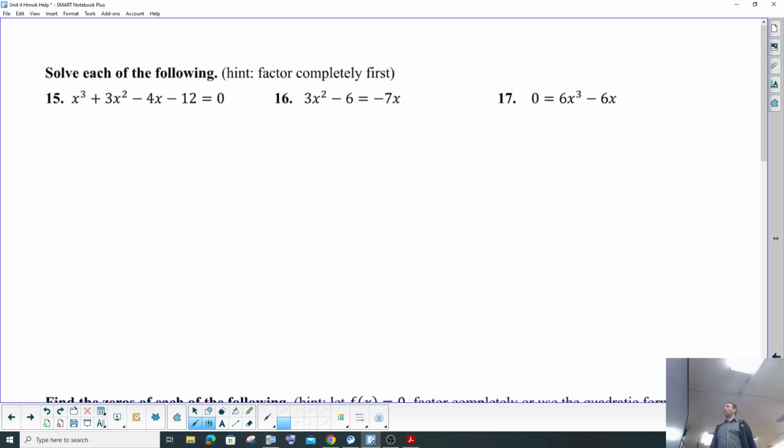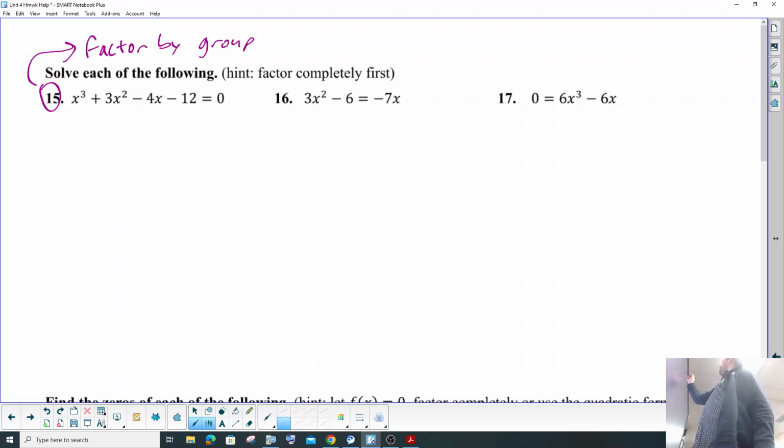All right, so now solve each of the following using factor by grouping. So number 15 is going to be called factor by grouping. Basically you're going to split it down the middle and you're going to pull out the GCF on both sides. There'll be different GCFs, so you're going to pull those out. Okay, so we have x cubed and x squared. So what do they have in common? An x squared. So I'll pull out that x squared.